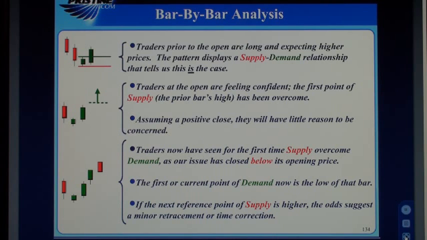Now as we move down, we see a red candle that's formed. Traders have seen for the first time supply overcome demand as our stock has closed below its opening price. The first or current point of demand now is the low of that red bar. So we have a change of character, a bearish change of character, suggesting that prices might actually move lower. Right? Our next reference point of supply is higher. So the odds suggest a minor retracement or possibly a time correction, in other words, a base.